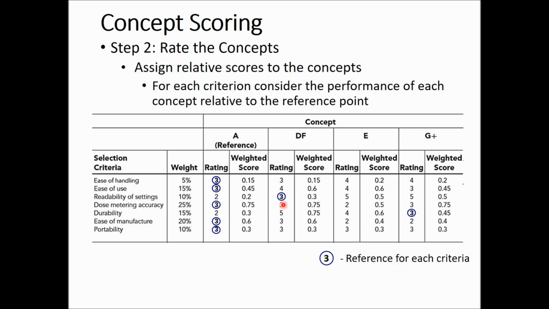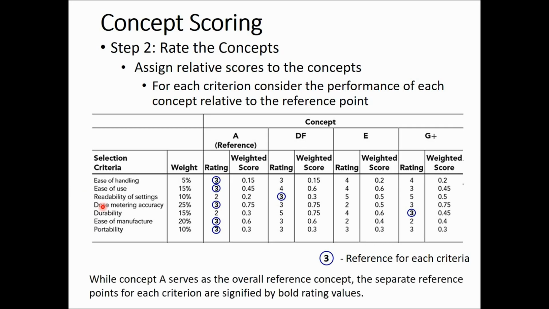And now you can see there are better than references and worse than references, for different scores that we have obtained, the ratings that we have put in for different criteria. So that is what I just explained. And of course, the weighted score is calculated by multiplying the weight and the rating. So for example, 10% times 3 is 0.3.